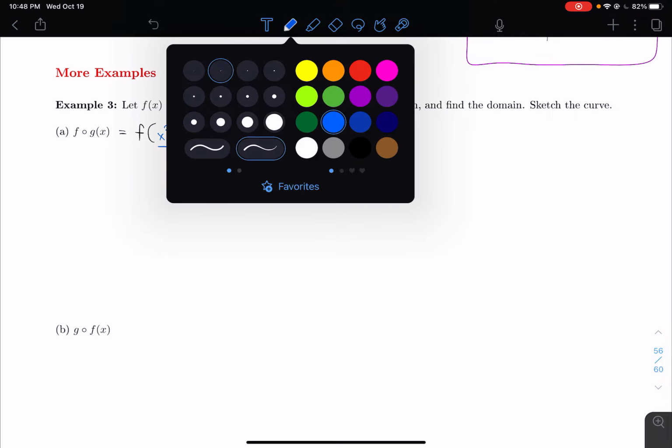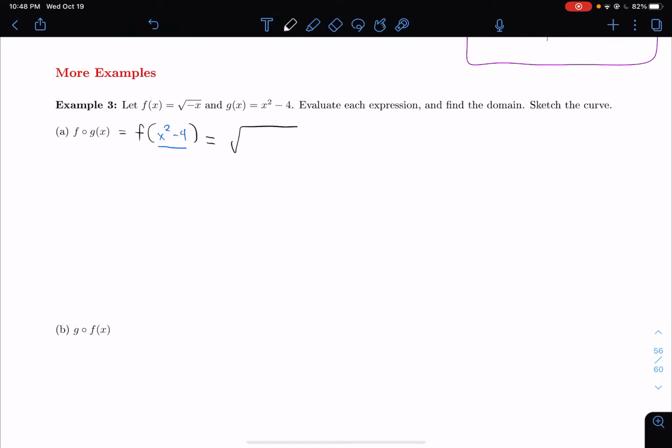Okay, so doing that, we get square root of negative, and then I'll put parentheses where the x used to be, because now I've got to plug in x squared minus 4 there. So parentheses x squared minus 4. And that parentheses is important, otherwise I may forget to distribute this negative sign to each of these terms. Okay, so let's simplify that. Let's distribute it. If I distribute it, let me write the 4 first. That'll become positive, and I'll get 4. And then I'll write the x squared. I'll get negative x squared. Okay, so my expression simplifies to square root of 4 minus x squared.